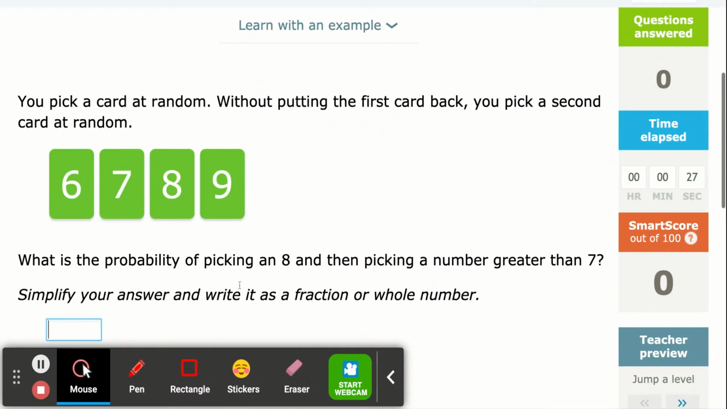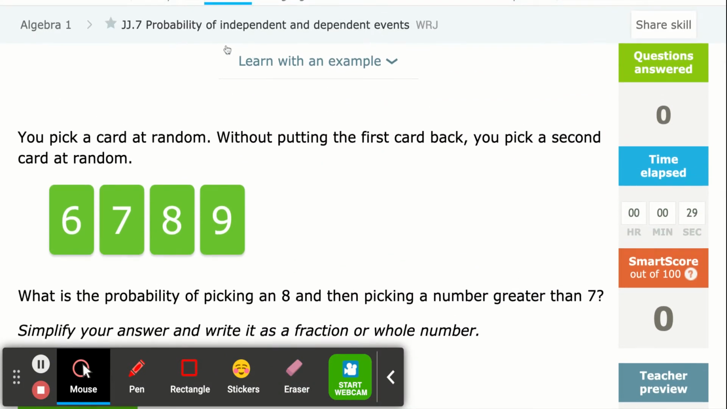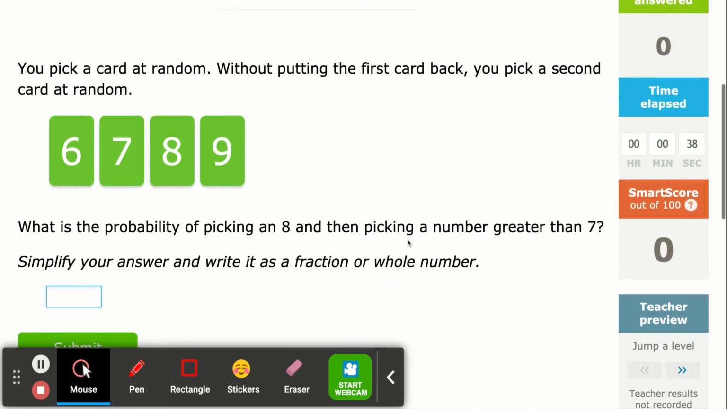Welcome. In this lesson, we're going to learn to calculate probability of multiple events, specifically events that might be independent of each other or events that might be dependent on each other. So again, what you're going to do is calculate each event individually, and then you multiply those probabilities together, which might not make sense at the moment, but follow along with this one and you'll see what I mean.